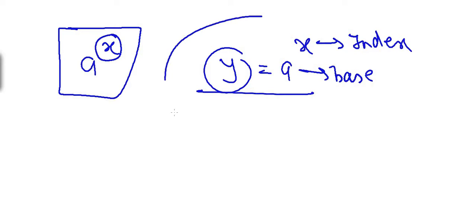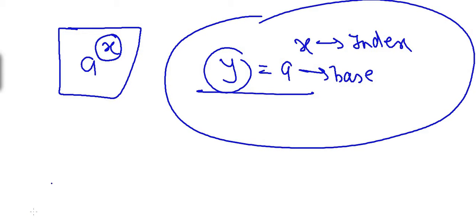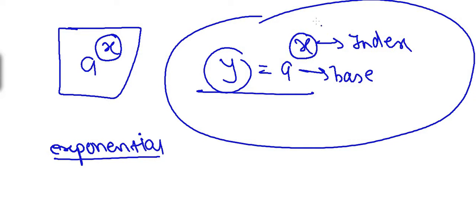So this is known as exponential number. In exponential number, the index is also known as power, and this is also known as log. The meaning of log is power. Now let us go through some basic rules of indices.